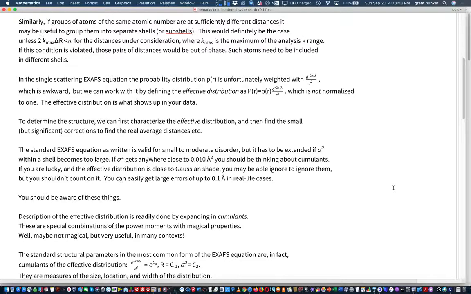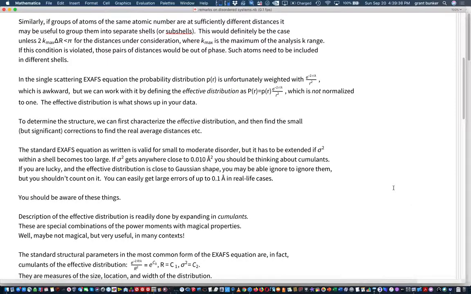So to determine the structure, we first characterize the effective distribution, and then we make the small but significant corrections for certain things to find the real average distances. For example, the effective distribution is roughly 2 sigma squared over your average distance less than the true distance. But you can work that out and correct for it. I have derived full, exact expressions relating these distributions. I'm not going to show them here, but they're small corrections, but exact.